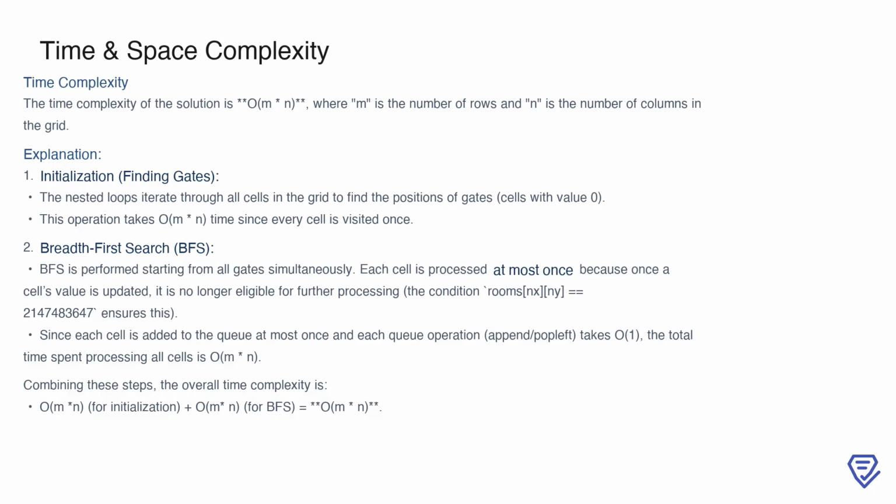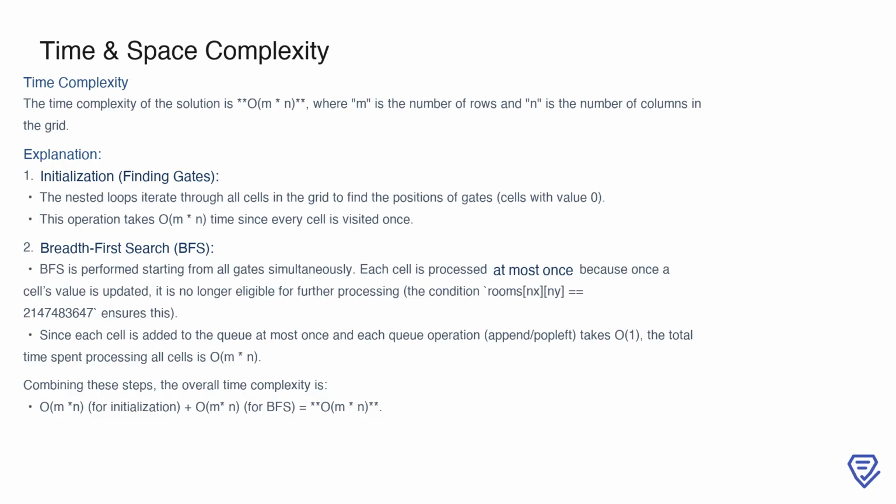First, we have the initialization step, where we iterate through all the cells in the grid to locate the gates. Since the grid has m rows and n columns, this operation visits each cell exactly once, resulting in a time complexity of O(m*n). Next, we perform a breadth-first search, or BFS, starting from all the gates simultaneously.